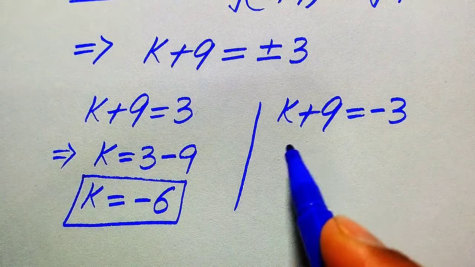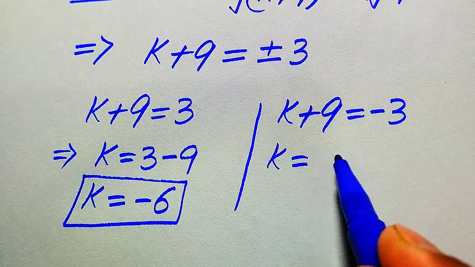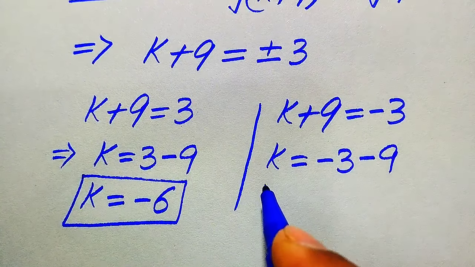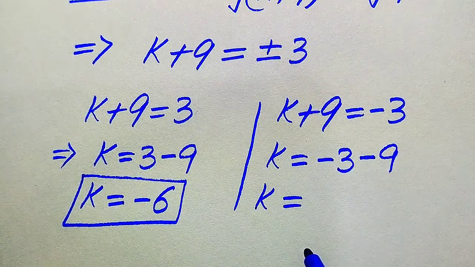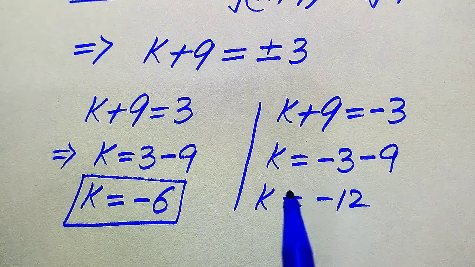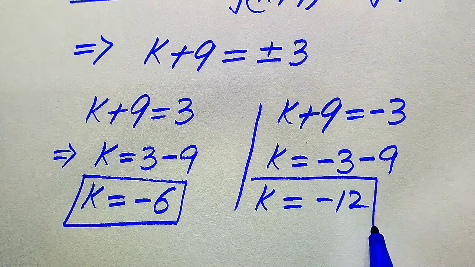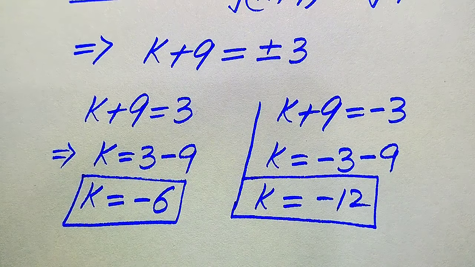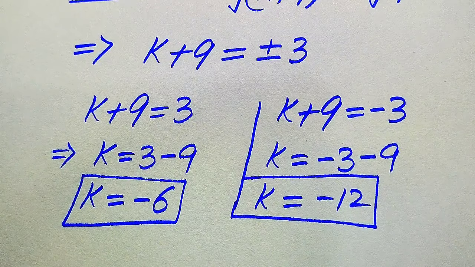And now from here we again move this plus 9 to the right hand side, and it becomes -3 - 9, and we easily get the value k = -3 - 9, which becomes -12. So we get these two roots of the given equation.